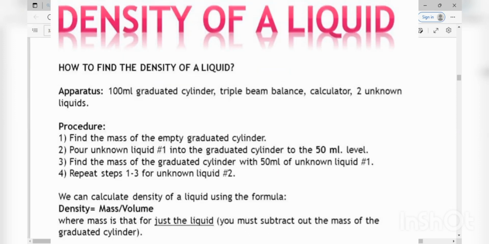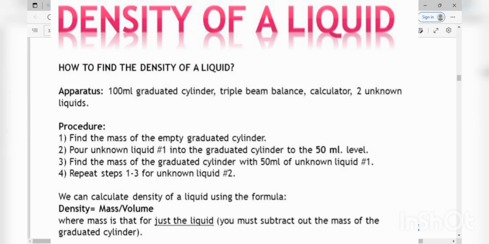Now let's look at the density of a liquid. The first step is you need to find the mass of the empty cylinder you are using. Number two, you need to pour in the unknown liquid that you want to find the density of. Then find the mass of the cylinder plus the liquid that you've put in the cylinder. Then you need to subtract the mass of the cylinder from the mass of the cylinder plus the liquid, so that you're able to find the mass of the liquid.